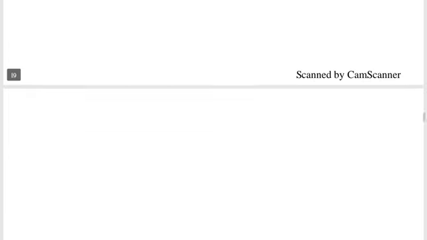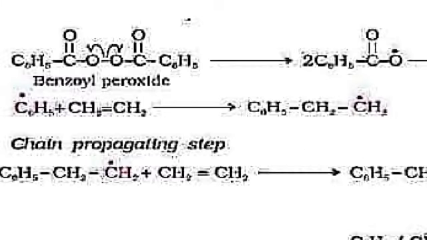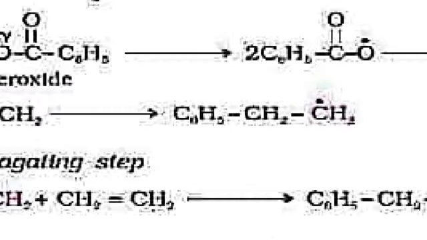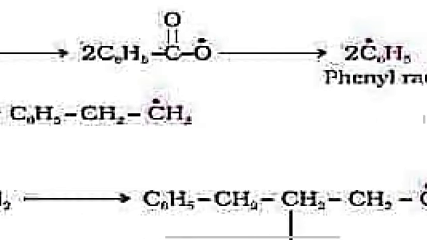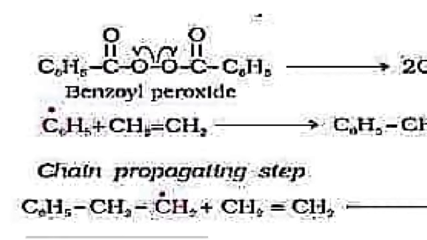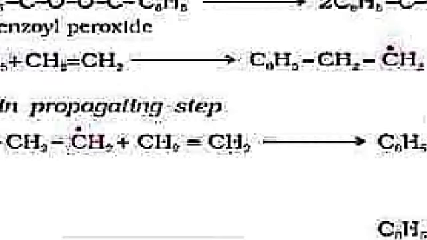Let's see in detail. You have benzoyl peroxide, C6H5 C double bond O, O, C double bond O C6H5. When you give light, the O-O peroxide link will break and you get the C6H5COO free radical, which is highly unstable. So a C6H5 free radical and CO2 will be eliminated. Now you get the phenyl free radical. This phenyl free radical attacks ethene to form a new free radical with phenyl attached. This is initiation. One molecule of ethene has reacted.